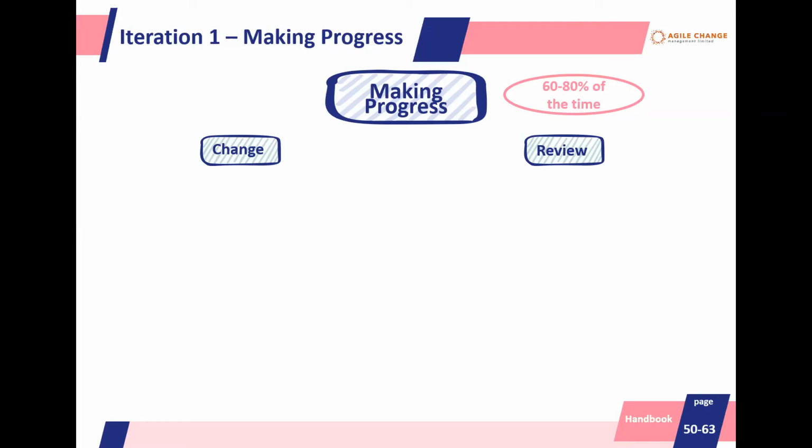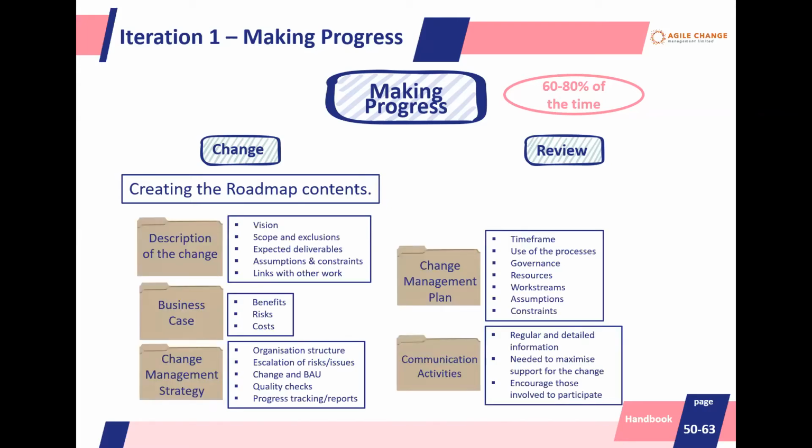And what we do is, under the heading of change, we're creating the roadmap contents. And those roadmap contents are the description of the change. So it might include a vision statement. We will work out what the scope and the exclusions are, what should be included, what should be excluded. What is it that we're trying to achieve? So what are the expected deliverables? Are there any assumptions or constraints? And how does it link with other work? Now, the business case is often very well defined in an organisation. You often already have a template. So I'm not going to say much other than this is where we're going to capture the benefits, along with the risks and the costs.